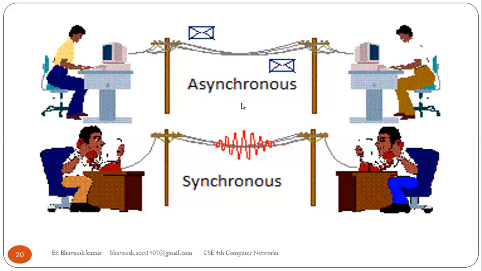This is also a diagram to clarify your concept of asynchronous. This is the sender, this is the receiver. The sender sends the mail or a message. The receiver can receive at any time, a random time. But in synchronous, if a sender is calling the receiver side, at the same time the receiver will accept that call. And this comes under synchronous mode.